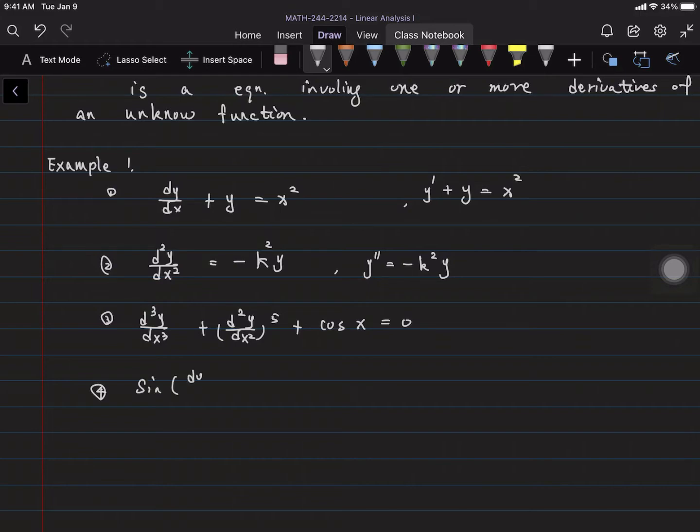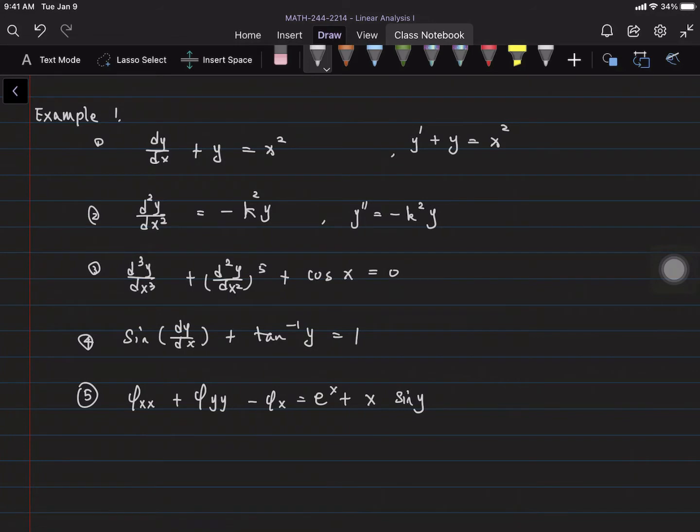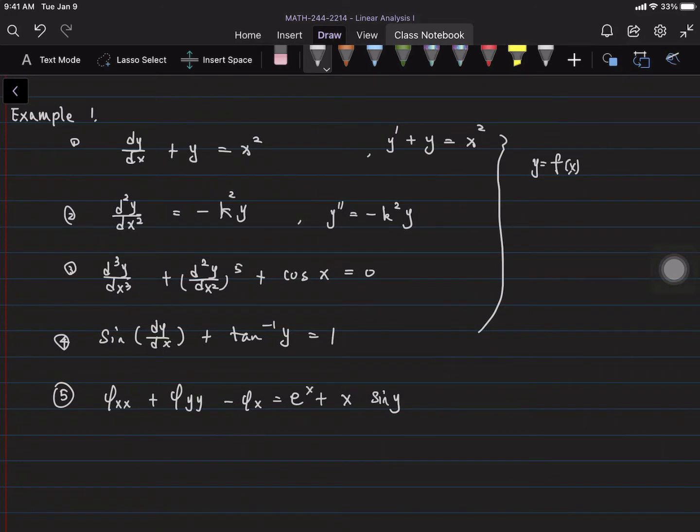And here, sine of dy/dx, changing the inverse y, which equals 1. And then I'm going to give you another one. This is also called a differential equation, but it's a little bit different from the other functions. If we look at the first four, they all mean the solution is y equals f(x). So this is a function with one variable.